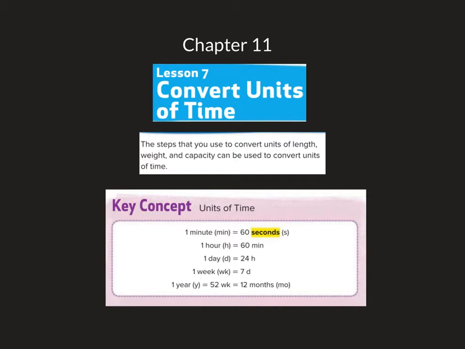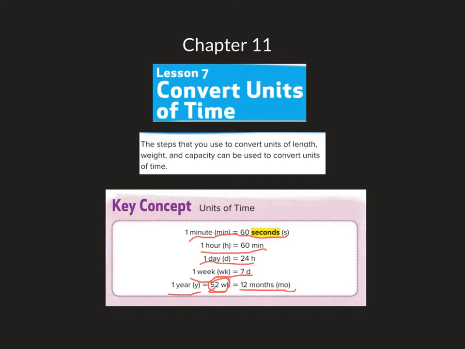The steps you use to convert units of length, weight, and capacity can also be used to convert units of time. So let's give that a try here. Here's what we know. 1 minute is 60 seconds. 1 hour is 60 minutes. 1 day is 24 hours. 1 week is 7 days. 1 year is 52 weeks or 12 months.